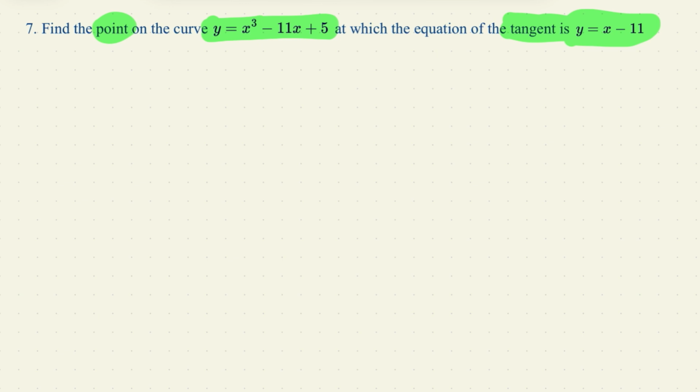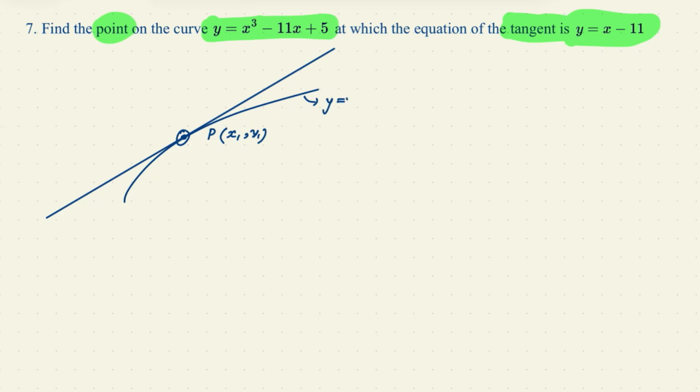So for small visualization, let us make a curve and let us make a tangent at point P. Let the point of contact be x1 comma y1. So here this equation of the curve is given as y equals to x cube minus 11x plus 5, and the equation of the tangent is given as y equals to x minus 11. Now as I already said that this point of contact, that is x1 comma y1, which we have supposed, must satisfy the given equation of the curve, and this point also must satisfy the equation of the tangent.